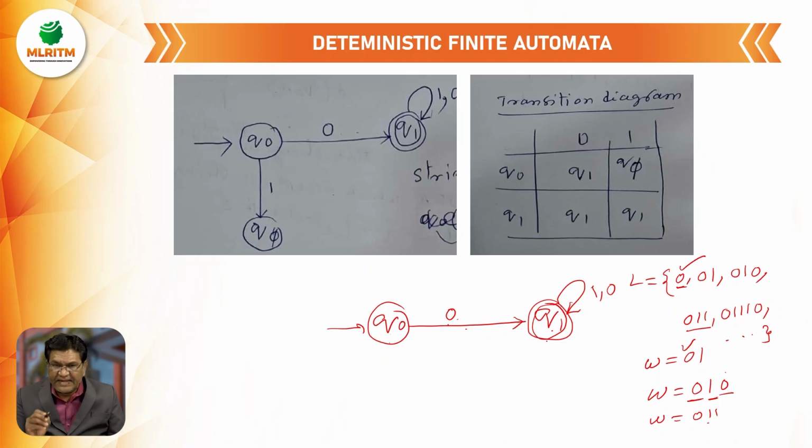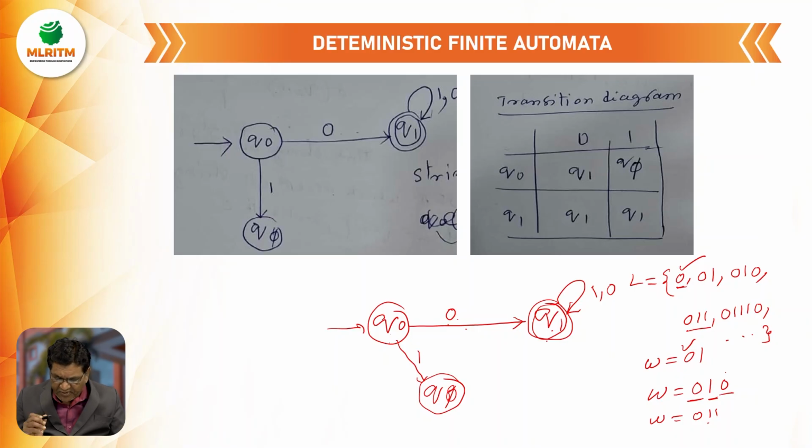Next, what I said is every state has 2 edges. But Q0 with 0 has only one edge. What about the other edge? I want to take Q phi here. This is the hang state or dead state, nothing to use. Q0 with 0 goes to Q1. Q0 with 1 goes to Q phi. Q1 has 2 edges, 1 and 0. This is the transition diagram for the DFA.